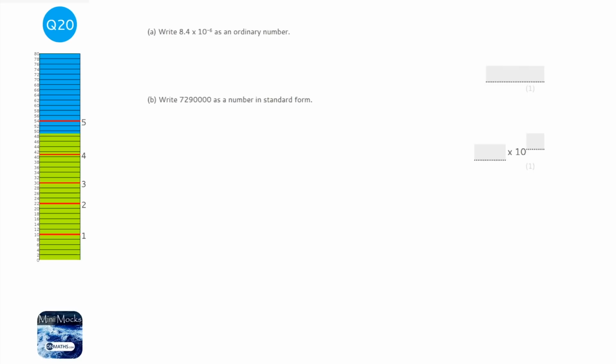Okay, to convert from standard form, you just write the number down, and the power will tell you where to go. If the power is positive, you go to the right. If it's negative, you jump to the left. Since it's negative, we're going to jump to the left, and it's minus 6, so we jump 6 spaces: 1, 2, 3, 4, 5, and 6. So the decimal point will now be here, and you fill in all of the jumps with zeros.